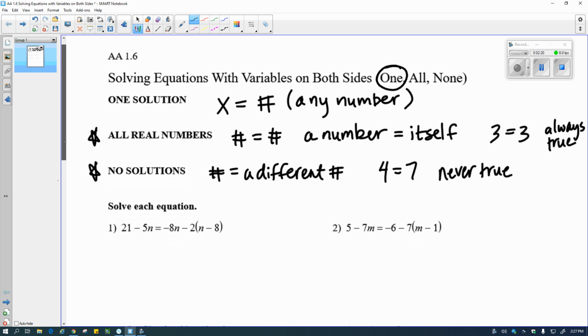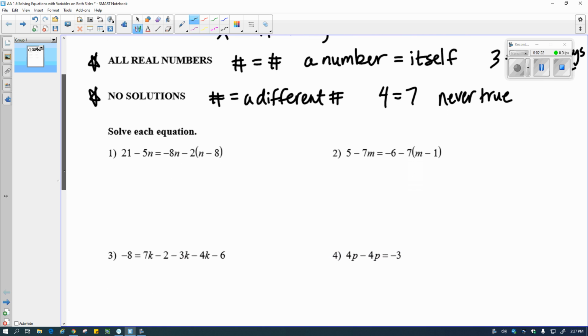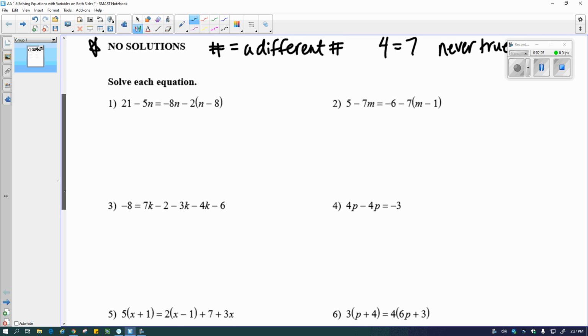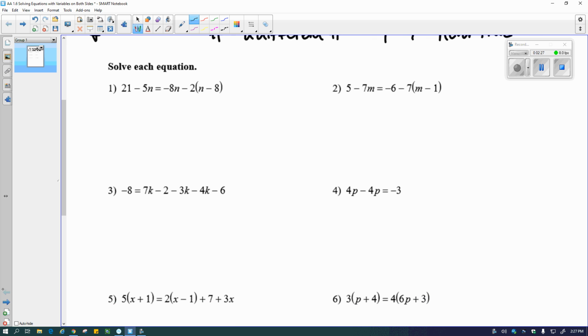So let's go through and refresh, solving the multi-step equations. It can have variables on both sides to get these three situations, or it can have variables only on one side to get these situations. And we'll look at both scenarios. So your first move is to make sure that you simplify each side of the equation before you start to solve.